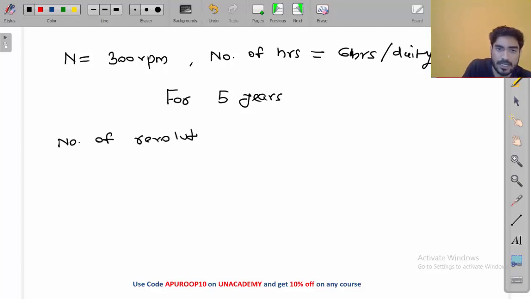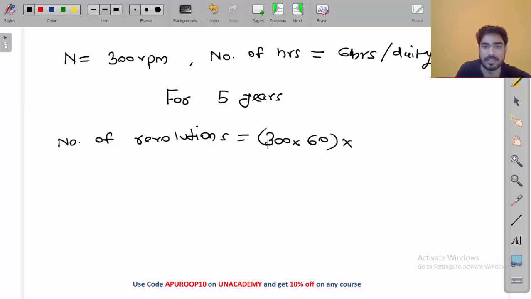So what will be the number of revolutions? Let's calculate that. See, it is rotating at 300 RPM. 300 RPM means in one minute, it is rotating 300 times. Do you understand this much? So 300 into 60. This much it will rotate for 1 hour. In 1 hour, there are 60 minutes, and in 1 minute, it is rotating 300 times. So in 1 hour, it will rotate 300 into 60.